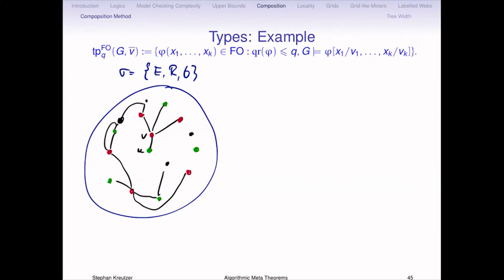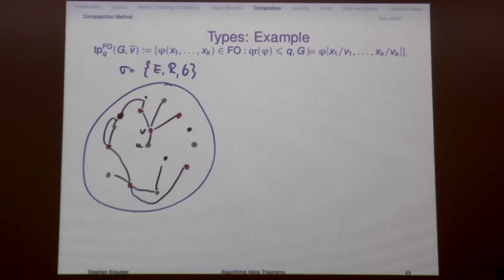This is something I just drew in the break, so it's not exactly pretty, but there we go. Let's say we have a colored graph to make the type more interesting. So we have the edge relation E, and then we have red and green vertices, and then there are also vertices which are no color class. And we want to determine the type of u and v. In case you haven't noticed, this is v and this is u, these 2 vertices.